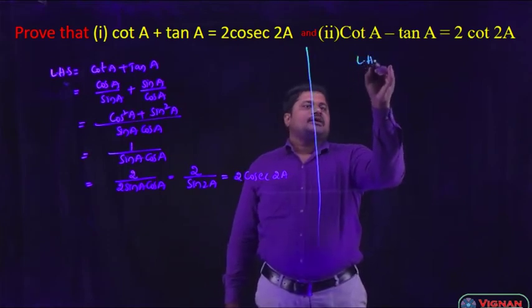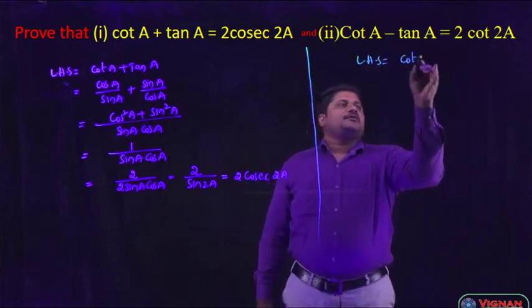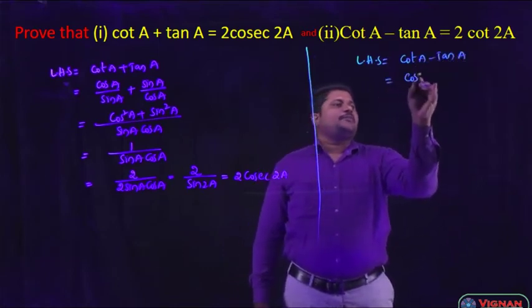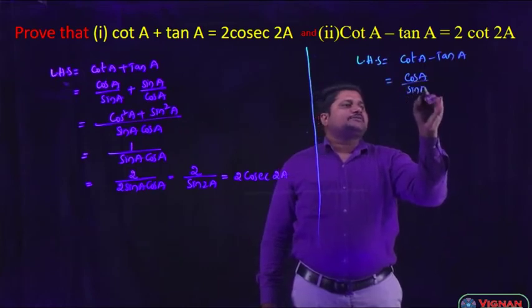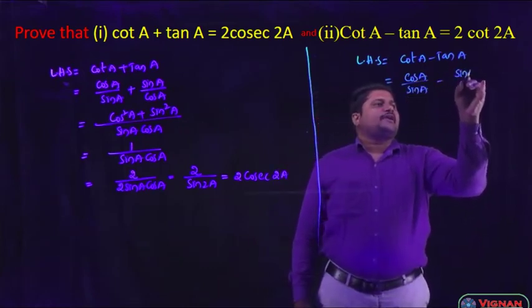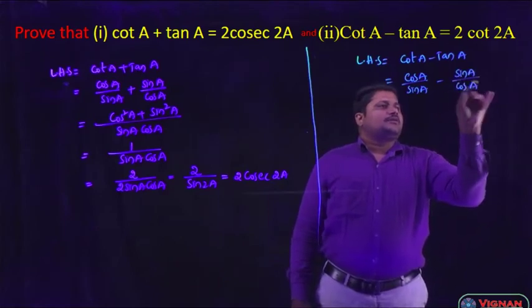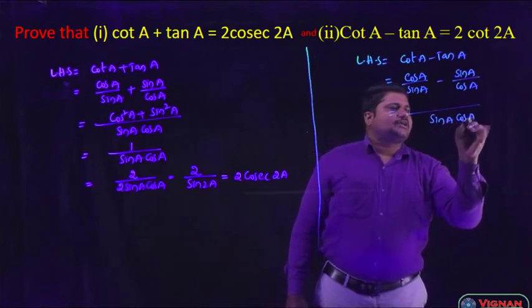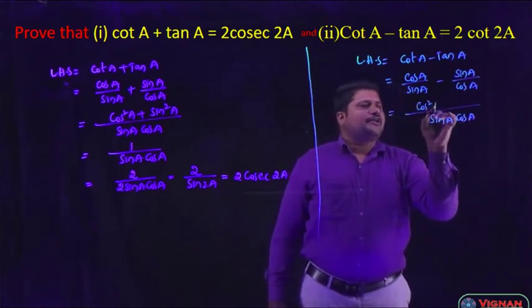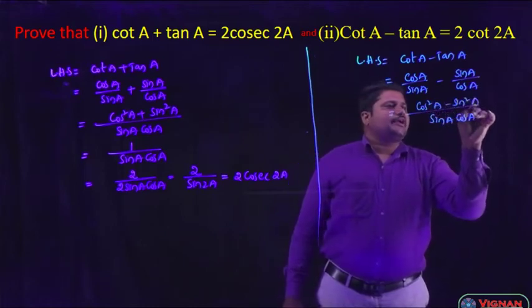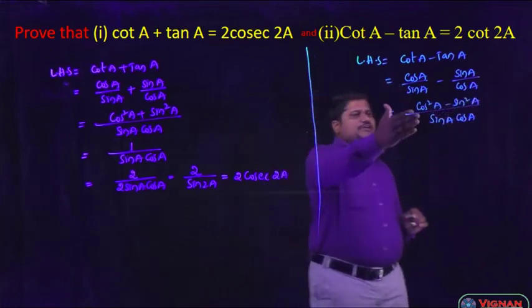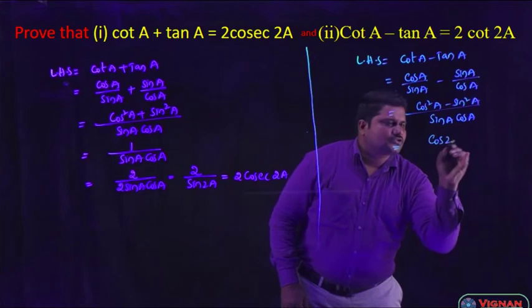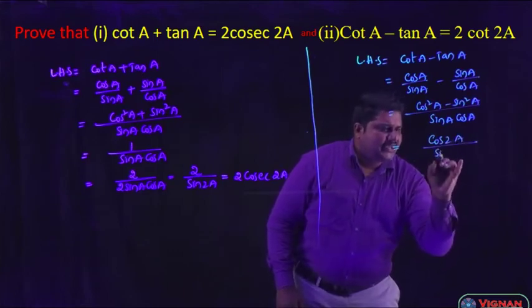Next we have to prove that cot A minus tan A is equal to 2 cot 2A. LHS is cot A minus tan A. Cot A means cos A by sin A, minus tan A means sin A by cos A. The LCM is sin A cos A. Here we get cos square A minus sin square A. The formula of cos square A minus sin square A is cos 2A. Here we get cos 2A by sin A cos A.